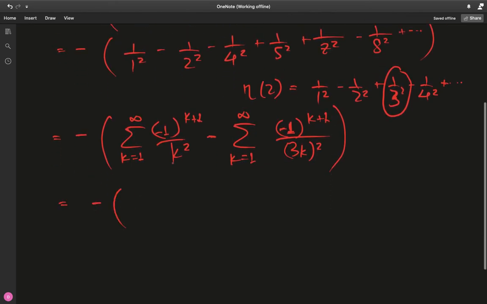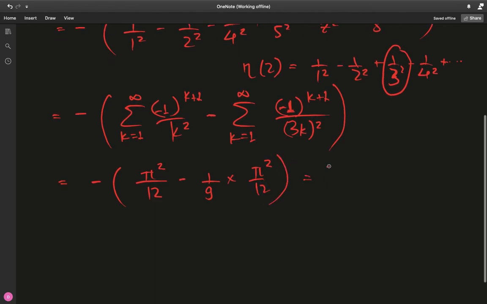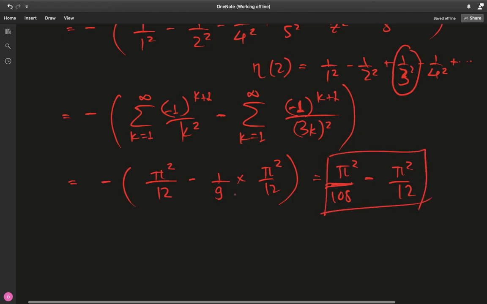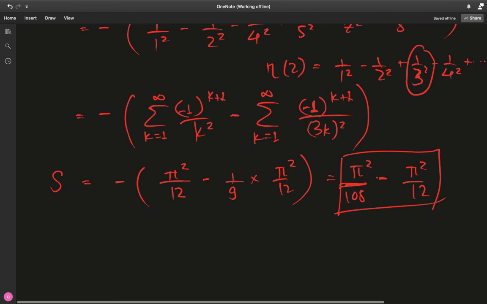So in one way we are basically removing all the multiples of 3. And we know this value, Dirichlet eta of 2 is pi squared over 12. This is 1 over 3 squared, or 1 over 9, times Dirichlet eta of 2, which is pi squared over 12. This will become pi squared over 108 minus pi squared over 12. So that's basically all our unresolved series. That's what they evaluate to finally.